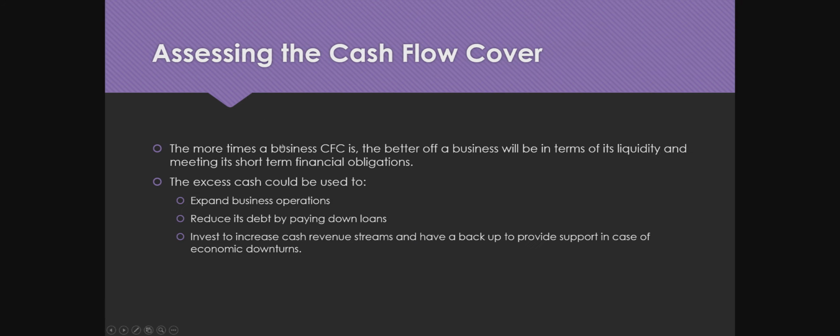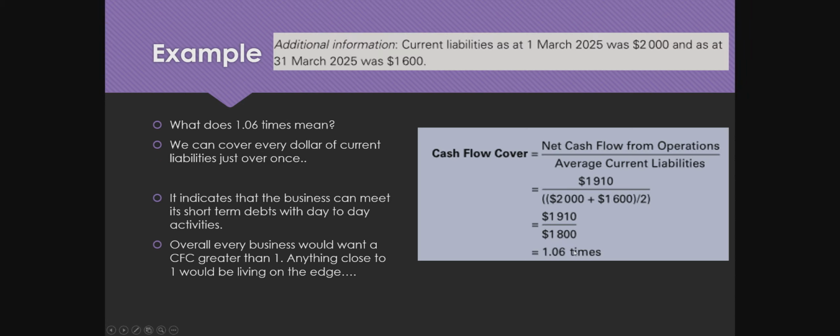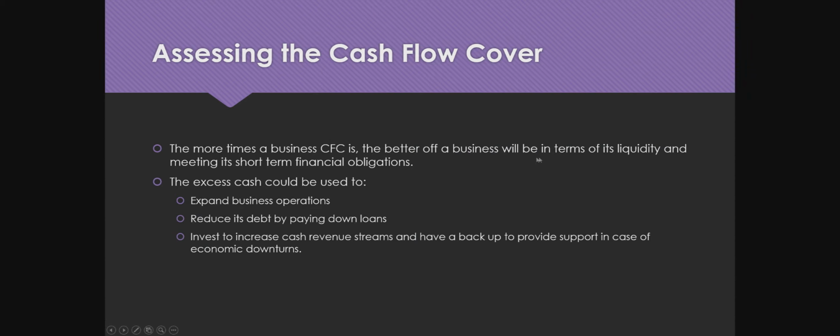So, assessing the cash flow cover. The more times a business's CFC is, so the higher this number is in times, the better off the business will be in terms of liquidity and meeting its short-term financial obligations. The extra cash could be used to expand business operations, so you could buy some other things to make yourselves more profitable, reduce its debts, so pay off loans, or invest. So you could buy maybe some new computer equipment, some new vehicles, something to help your business grow.